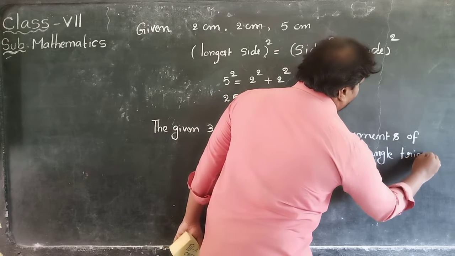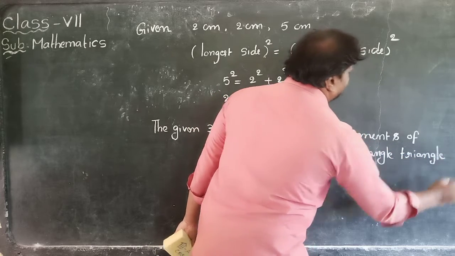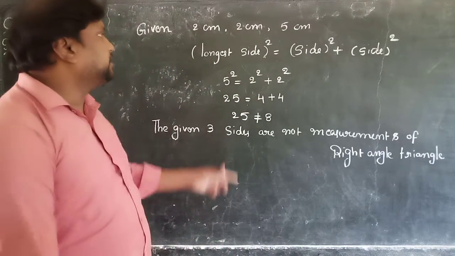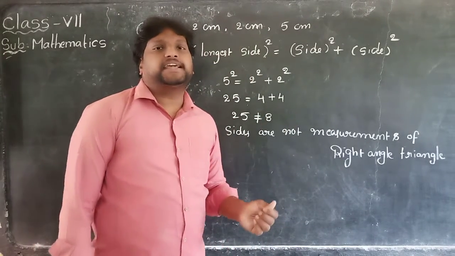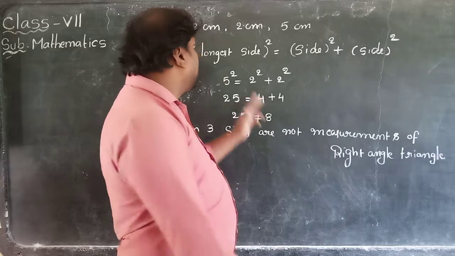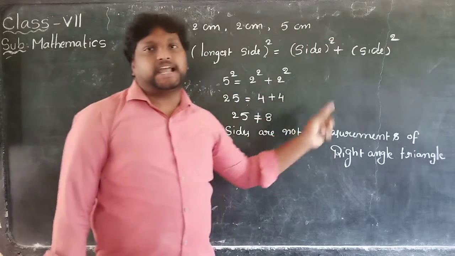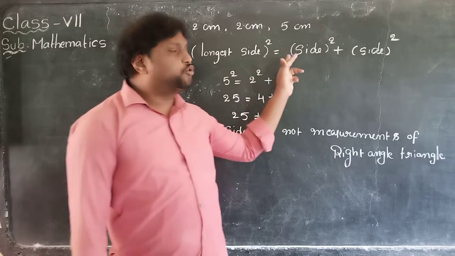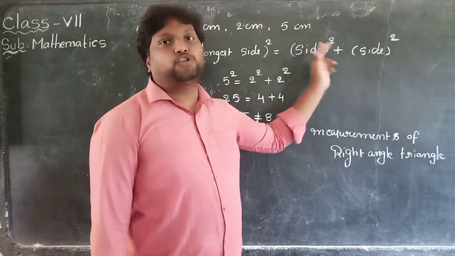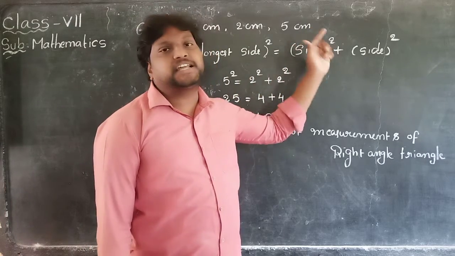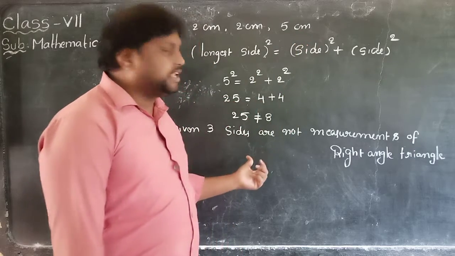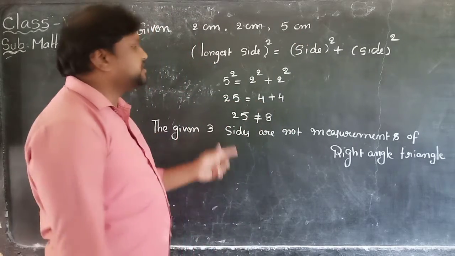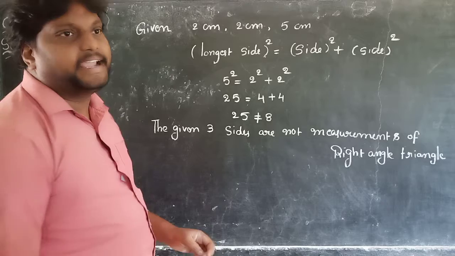Actually the given measurements are triangle measurements only, but the given three measurements are not a right angle triangle. Why? Because out of three measurements, I have to take the longest side, and the square of the longest side should be equal to the sum of squares of the remaining two sides. Both are not equal. That's right. The given measurements do not belong to a right angle triangle.